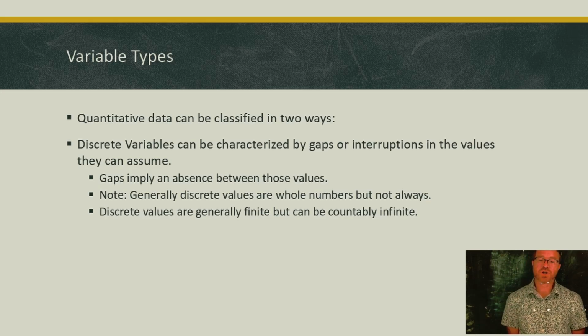Discrete values are generally finite, but can be countably infinite. So generally when we have discrete data, because we're doing counts, they are finite, meaning that they have some endpoint, right? If I'm counting how many cars go into the USF parking garage, there is a set number of places. There is a set point where I will not have any more cars come in. Technically though, discrete data can go on forever.